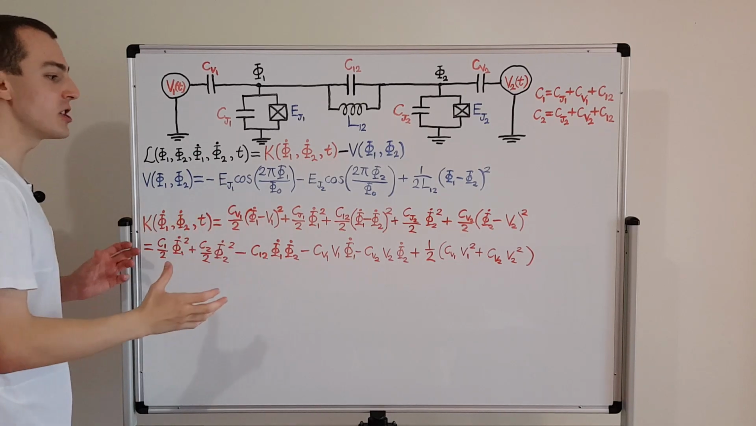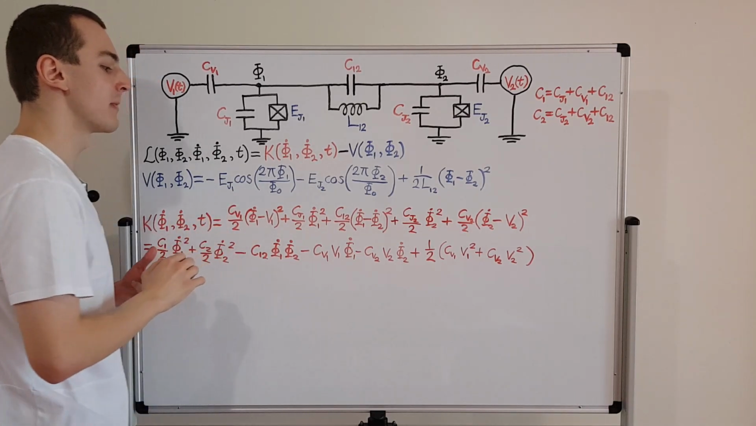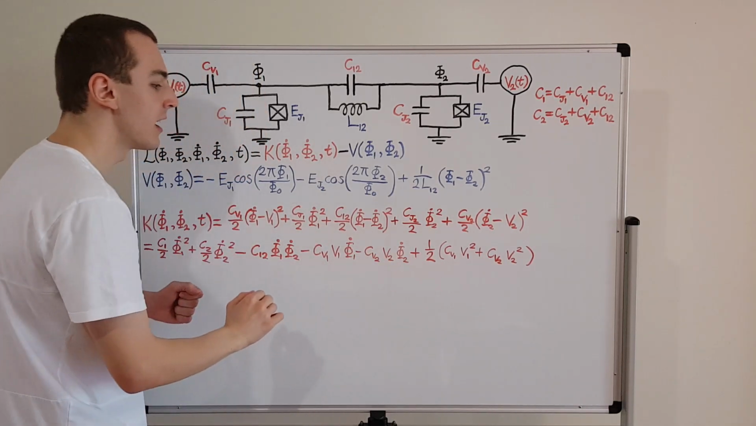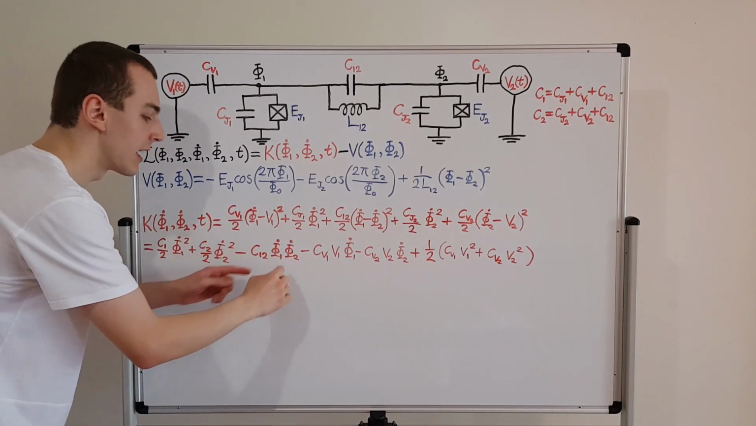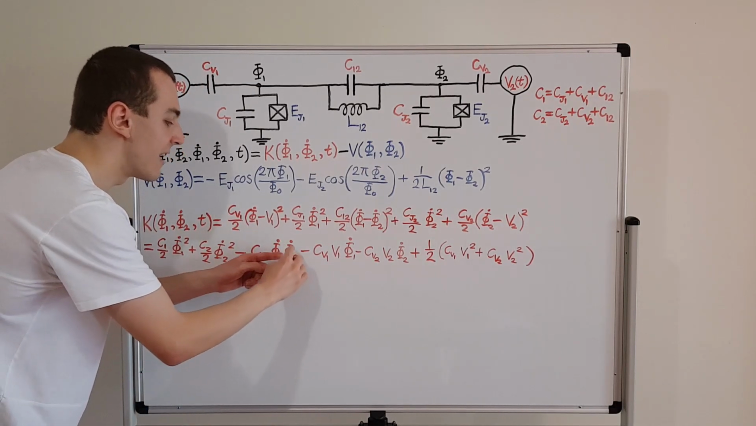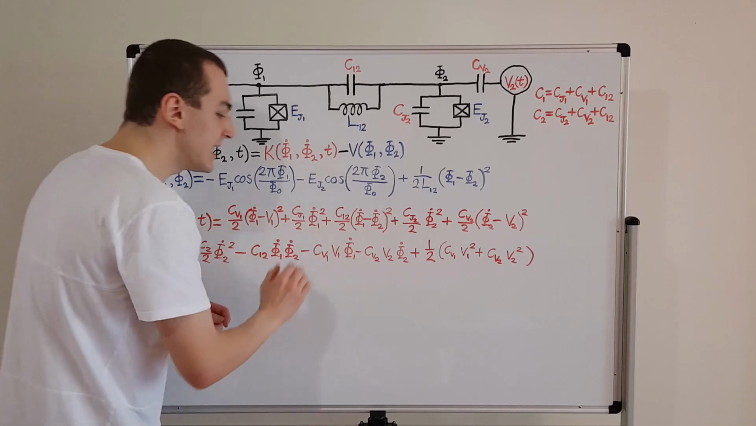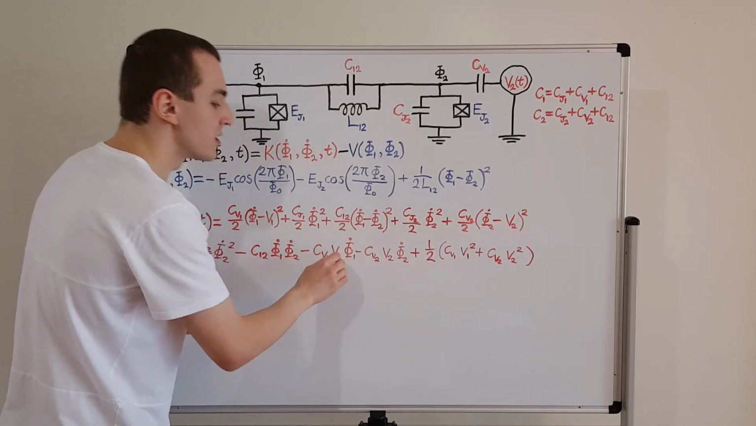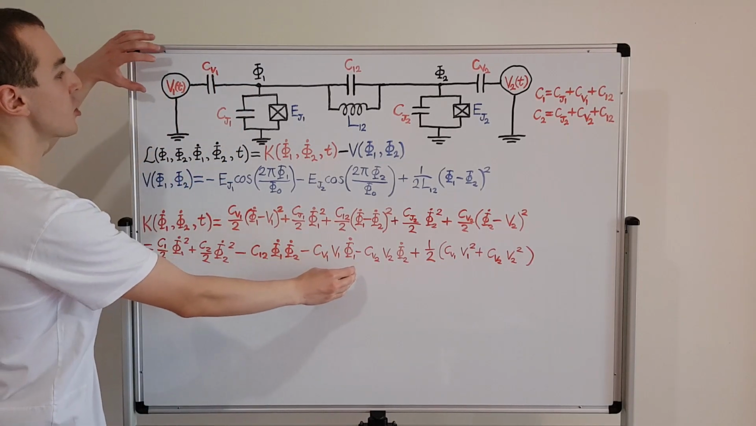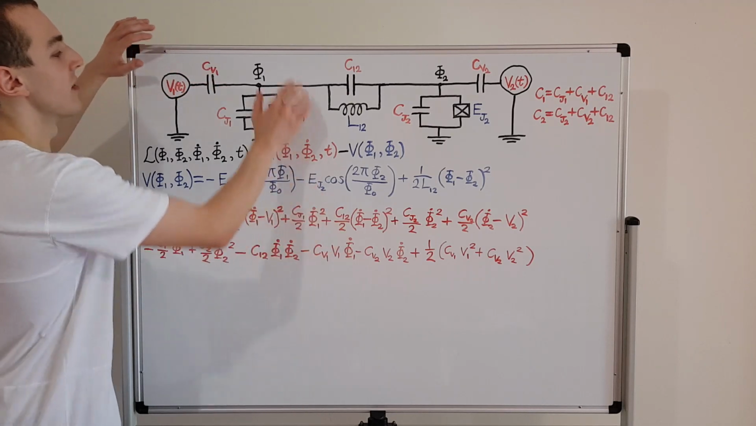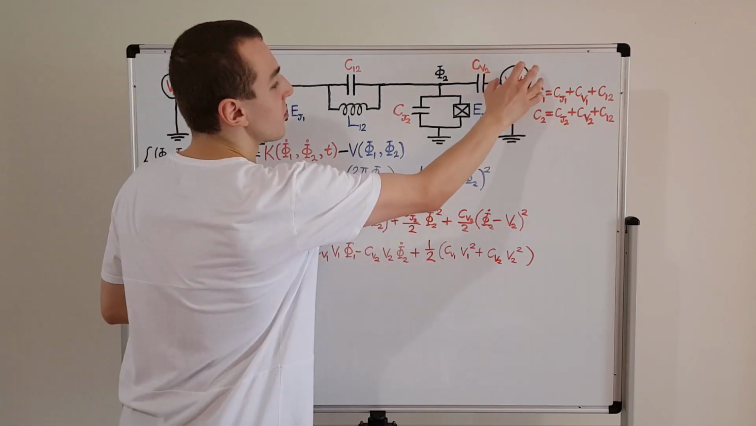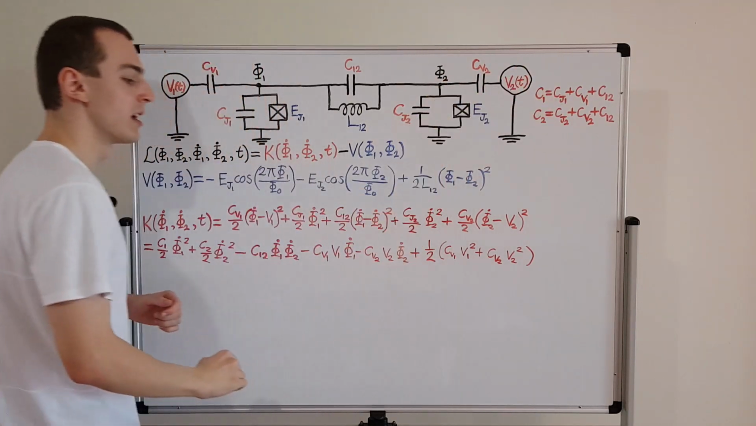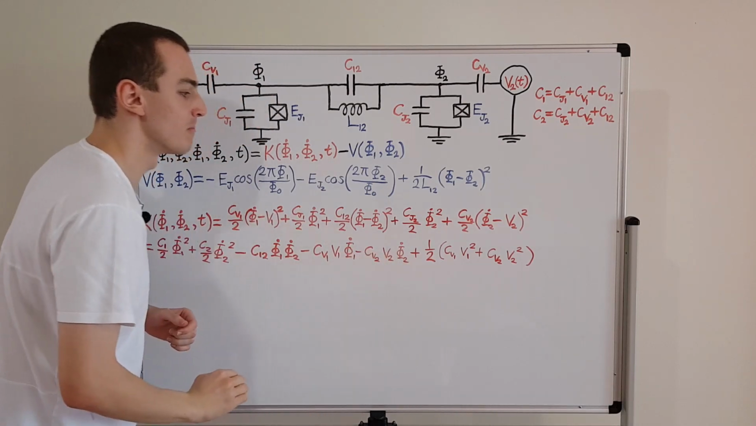The capacitive energies, they all contribute to the kinetic energy. And we also have mixed terms over here, and this mixed term over here consists of both phi1 dot and phi2 dot. Whereas these mixed terms, they are responsible for describing how this external voltage impacts this oscillator and how this external voltage impacts this oscillator. So we've labeled them as 1 and 2.